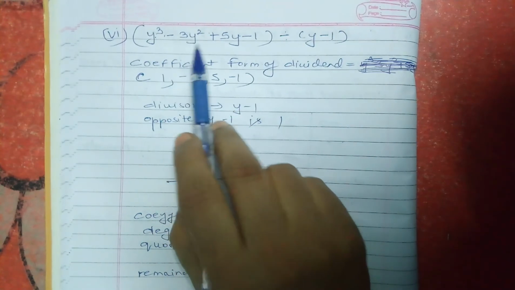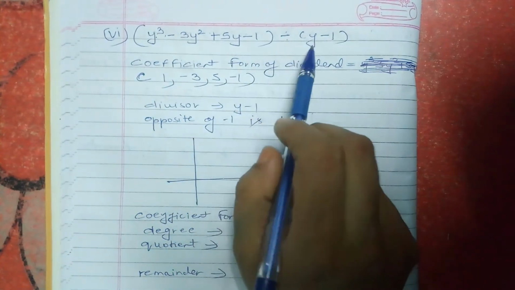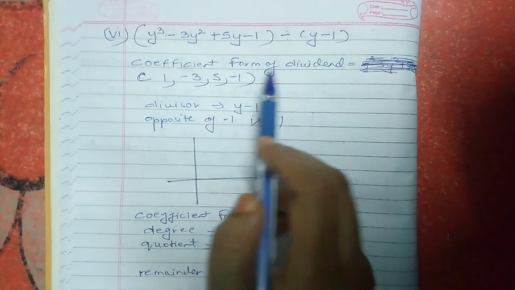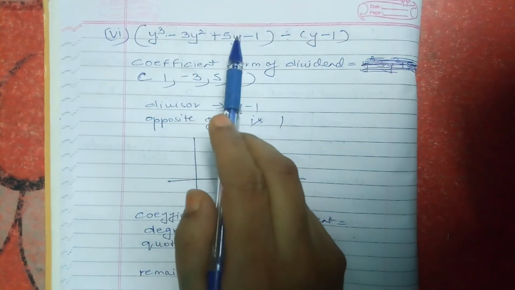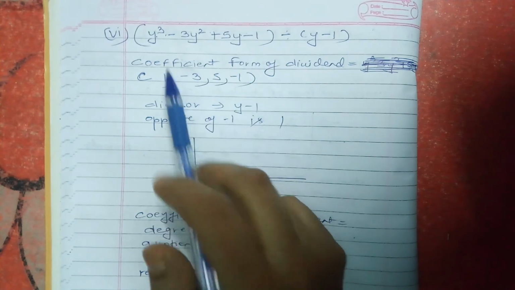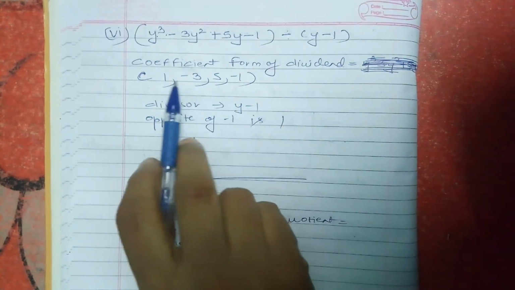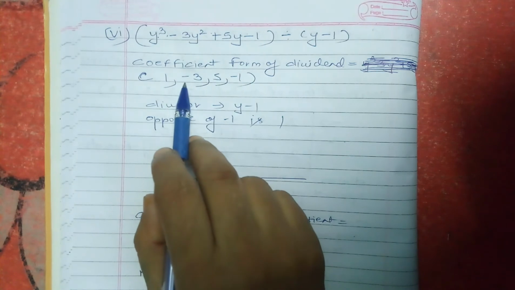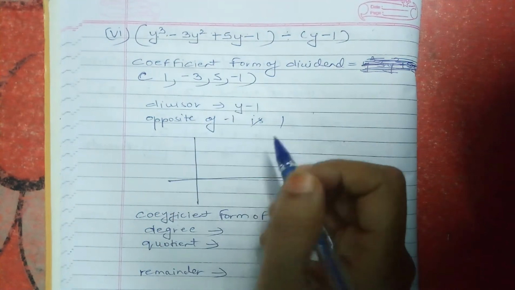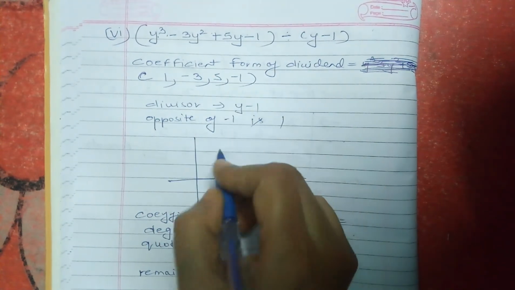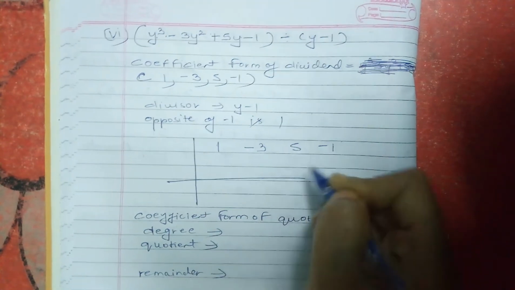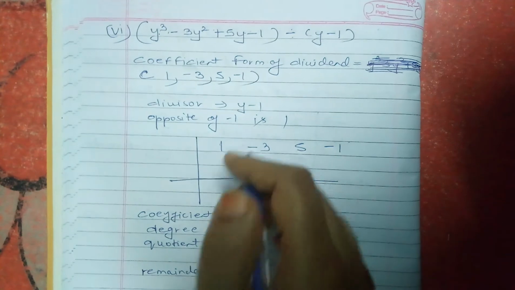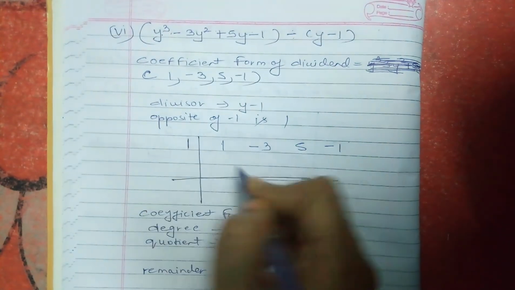Now, let us come to the last sub-question of this. y³ minus 3y² plus 5y minus 1 divided by y minus 1. So what is the coefficient form of the dividend? Here 3 power is there, 2 power is there, 1 power is there and 0 power is there. So no need to write it in index form. The coefficient form is 1, minus 3, 5 and minus 1. What is the divisor? y minus 1. Opposite of minus 1 is 1. So write down here 1.